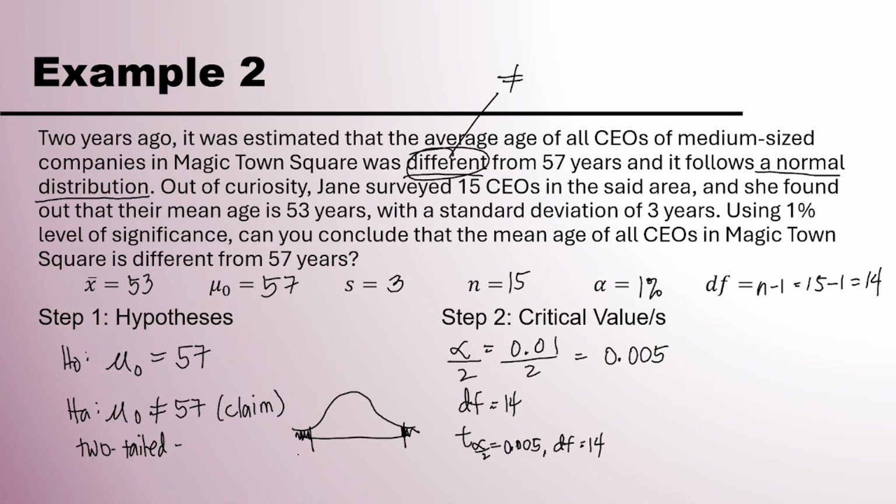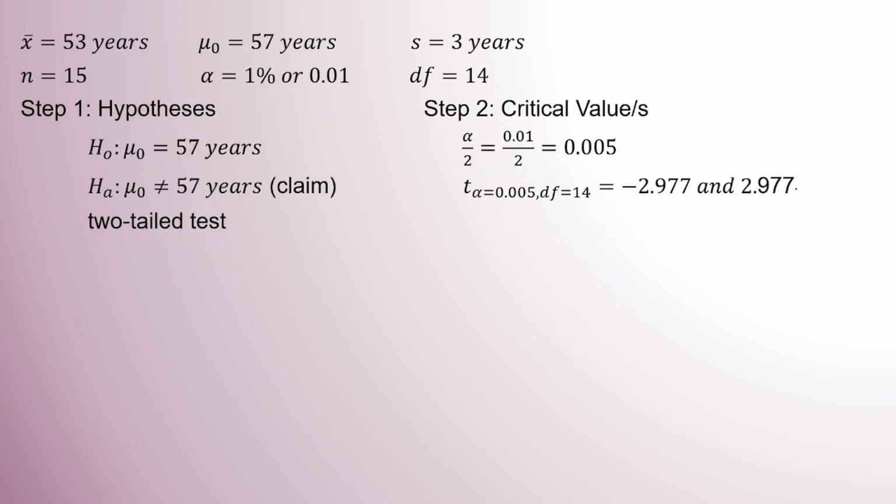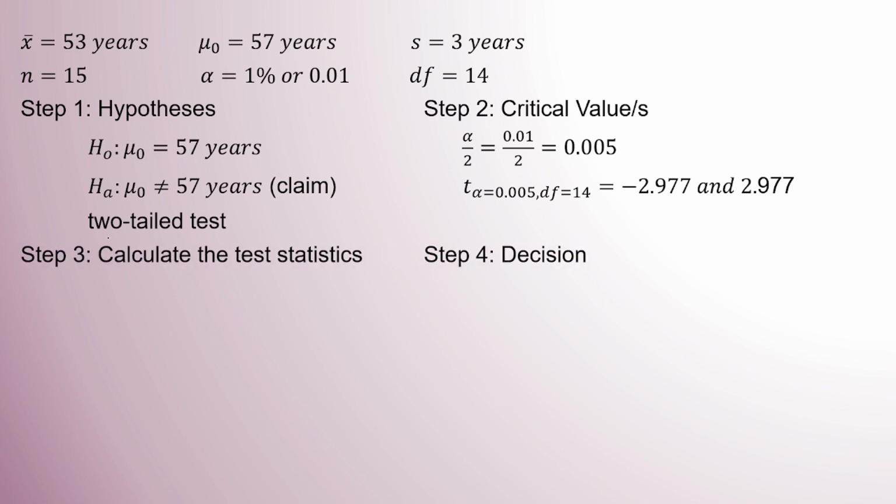Recall that you have two tails here. So, the left tail is negative 2.977 and the other one is positive 2.977. So, dalawa ang ating critical T values, negative 2.977 and positive 2.977. Let us now calculate the t-test statistics.